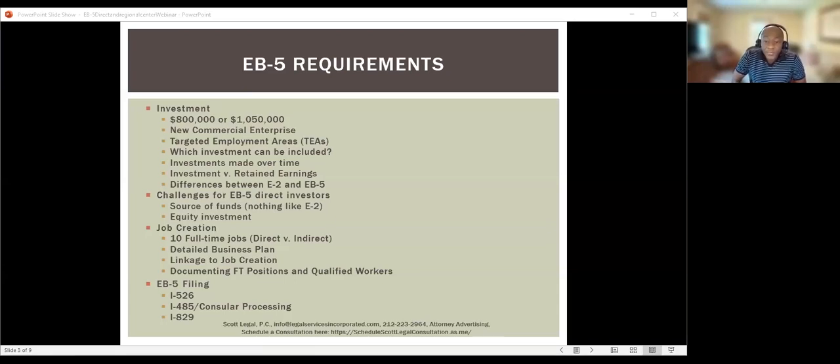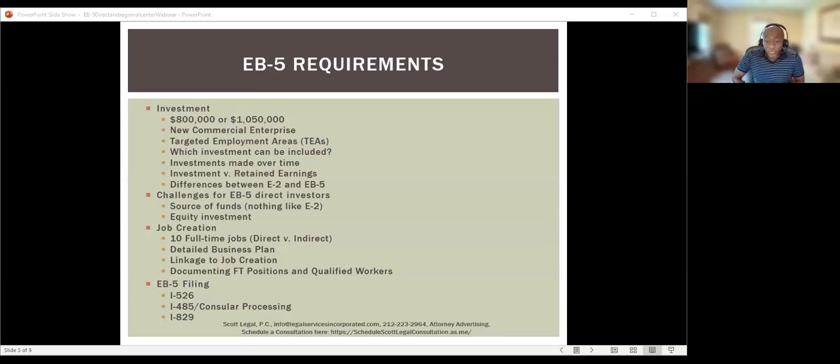So the money has to be invested in the new commercial enterprise, and the difference between the 800,000 and the 1,050,000 depends on whether the enterprise is located in what's called a targeted employment area or a rural area. A targeted employment area is an area where the unemployment rate is 1.5 times the national average. And a rural area is defined by local government with respect to population, so much lower population than an urban area.